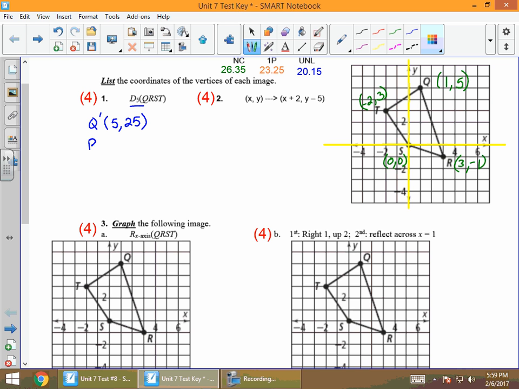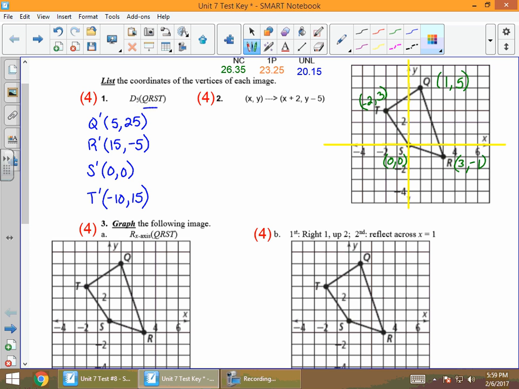R, it was at 3, -1. So again, I'm multiplying by 5. So 3 times 5 is 15. -1 times 5 is -5. S was at 0, 0. And 0 times 5 is 0 for both coordinates. And for T, it was -2, 3. So -2 times 5 is -10. 3 times 5 is 15. 1 point for each one of the coordinates. So you got a point for each coordinate.